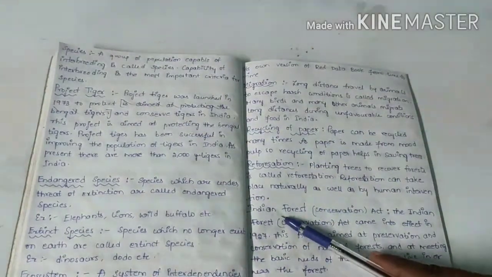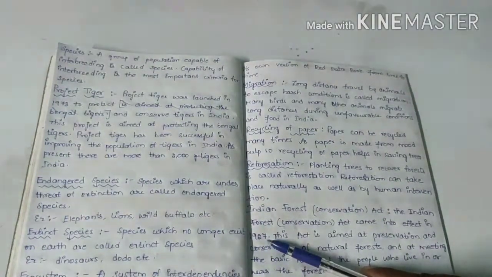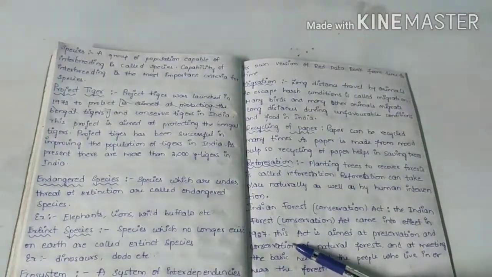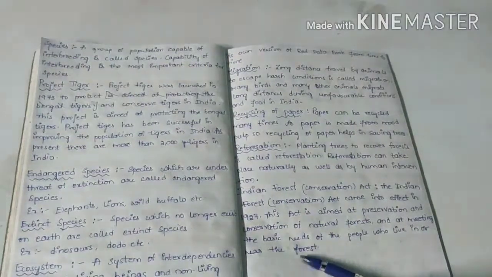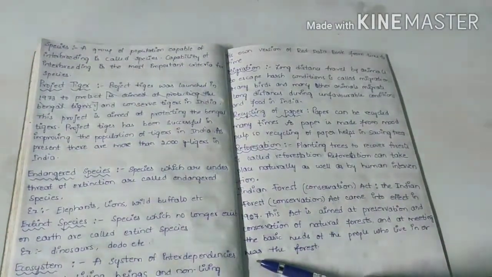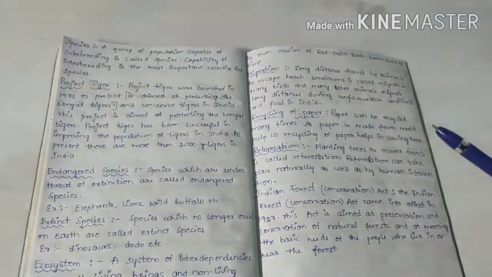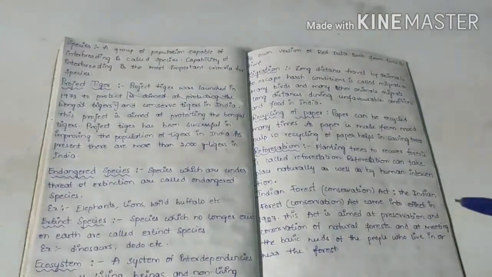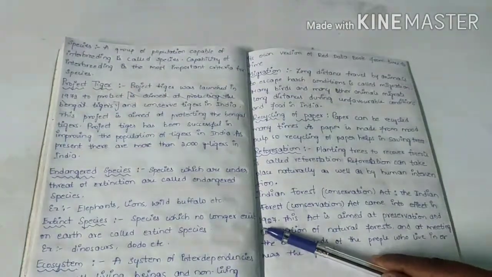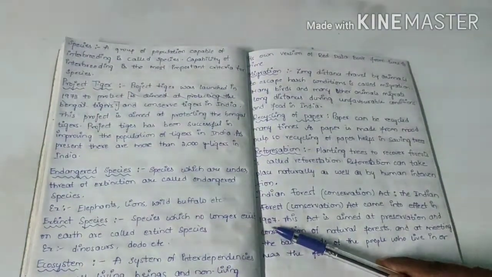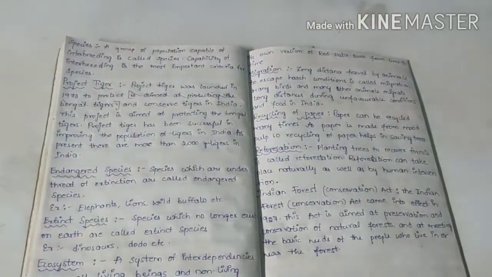Indian Forest Act. This Indian Forest Act came into effect in 1927. This act was aimed at the prevention and conservation of natural forests and at meeting the basic needs of the people who live inside the forest or near the forest. This Forest Act came into effect in the year 1927, and this is the completion of our lesson, conservation of plants and animals.